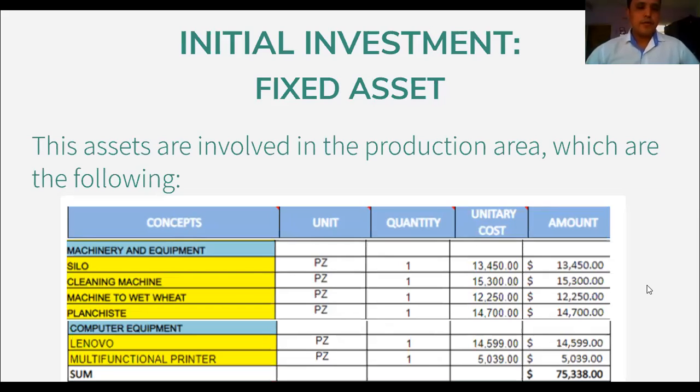Now we have the computer equipment, which is the Lenovo, and the multifunctional printer, which is 5,339 pesos and 14,599 pesos. All this together is 75,338 pesos in total.